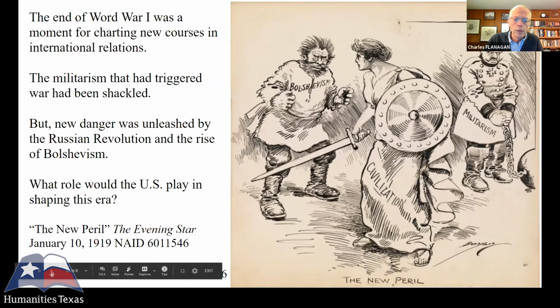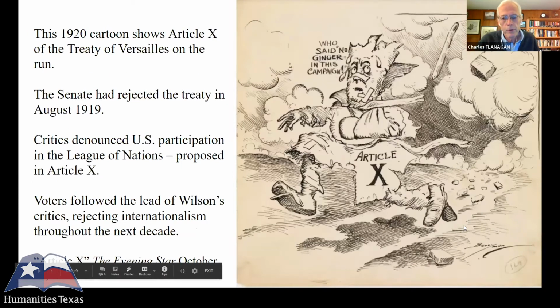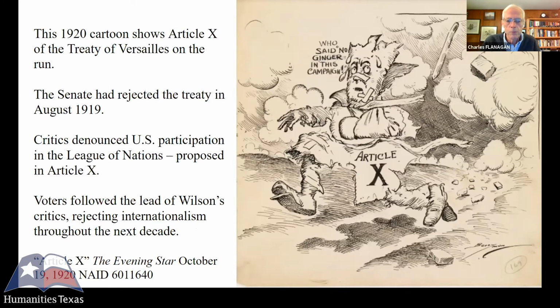If you look at Wilson's aspirations in the 14 points, clearly he thought the United States had a global role to play. But that was not to be. When the Treaty of Versailles came to the US Senate, it was rejected. And here you see the poor treaty on the run, at least Article 10 of it, this cartoon published in October of 1920. By that time, the Senate had rejected the treaty.